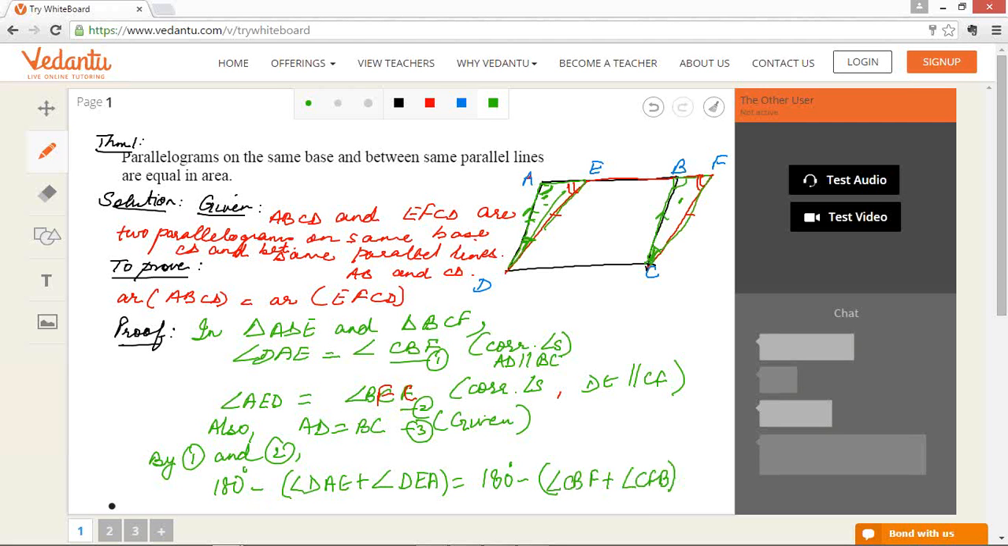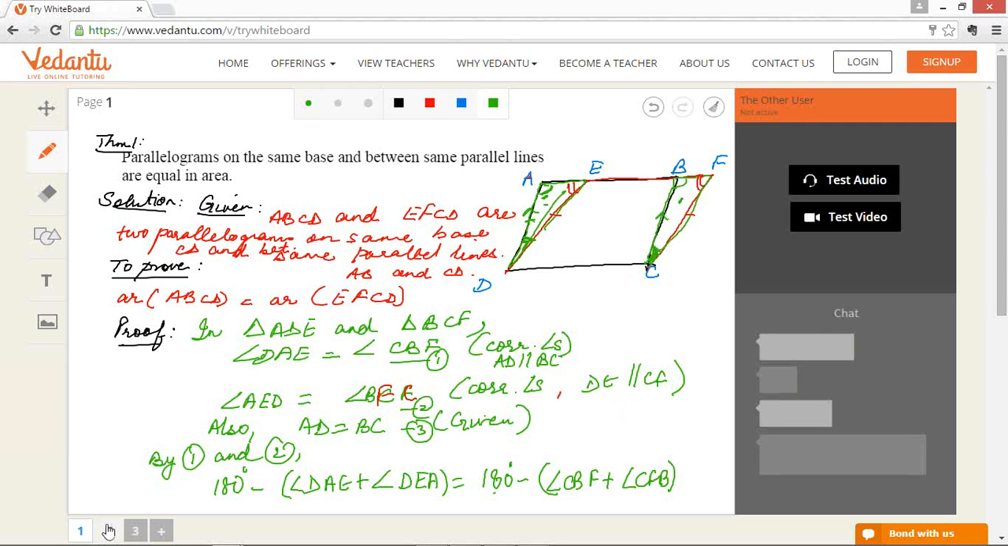So I'm taking the next page. I hope this is clear to you. So let me quickly take the next page. If you notice, this will give me 180 minus DAE plus DEA, which will give me ADE, and 180 minus CBF plus CFB will give me the angle BCF.